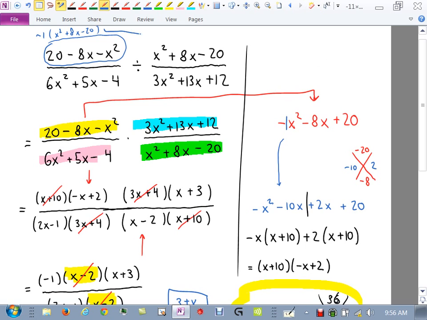If you did this, this part right here would have turned into x plus 10 and x minus 2. That's what it would have turned into with your negative 1 out front. Your negative 1 would have been here. You would have done your little AC thing, and it would have turned into these two. And if you did that, that would have canceled here. See, this one would have been different now, right? It would have been an x minus 2, and that would have canceled immediately.